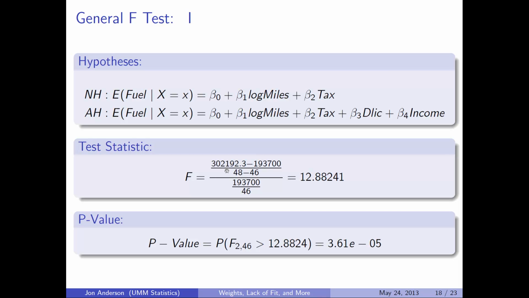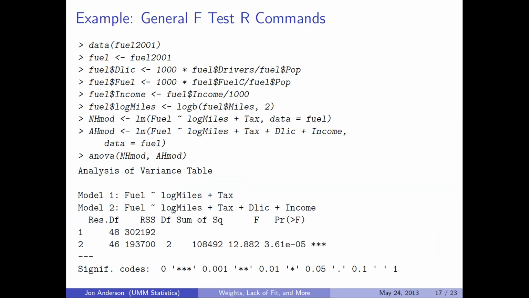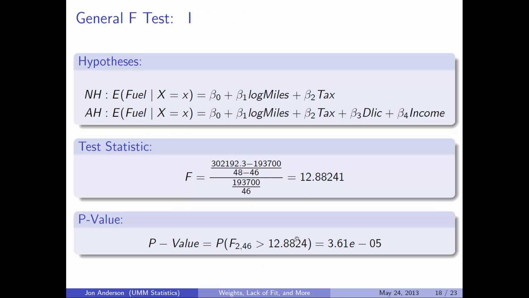The difference between the two models' degrees of freedom is 48 minus 46, for a difference of 2. That's where we get this difference in degrees of freedom here. The subtraction between these two residual sums of squares is 108492, and that is going to form the numerator.